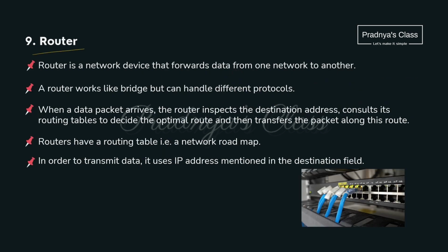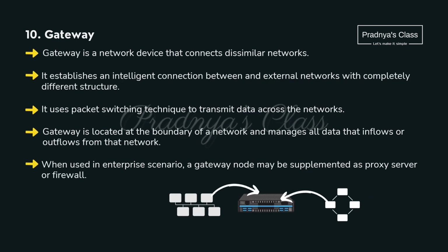The next network device is router. It is just like bridge, but it can handle different protocols. Data is shared from one network to another, and the networks can be of different types. Here is one more network device. It is used to connect dissimilar networks. It connects different types of networks together.